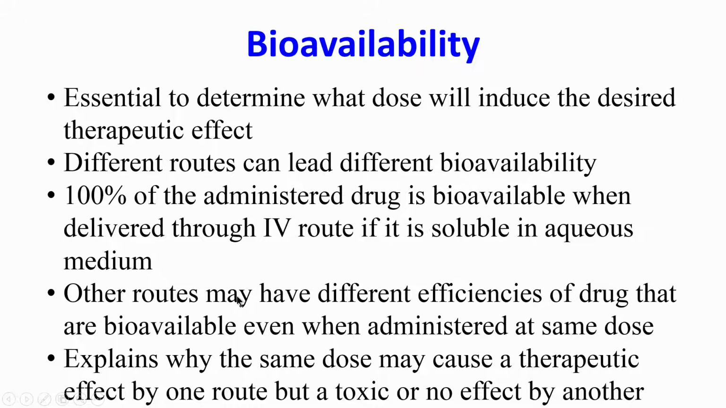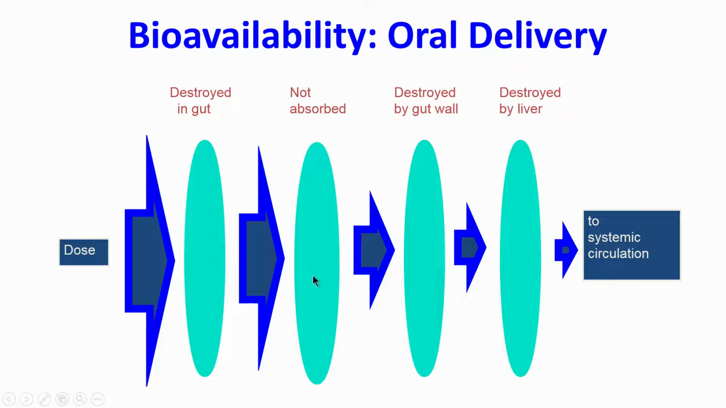The other routes may have different efficiencies of drug that are bioavailable when administered the same dose. So, this explains why sometimes a drug may be toxic through a certain route, but may not be toxic through some other route, just because the concentrations may change depending on what route you are using to take the drug. So, here is just a quick recap of oral delivery bioavailability.